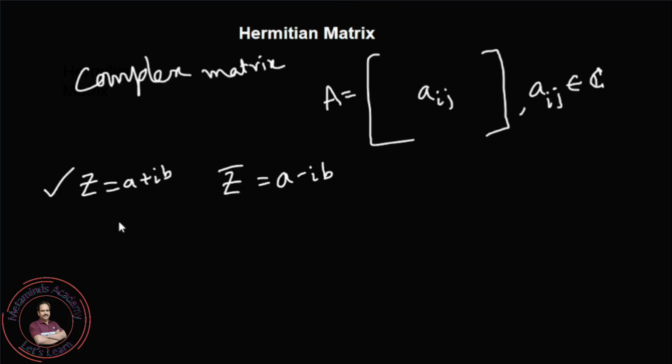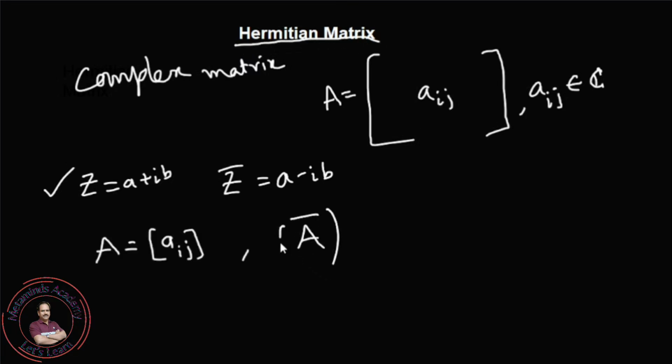Okay. Then what is a Hermitian matrix? So when do you call a matrix to be Hermitian? If A bar whole transpose is equal to A, then we say that A is a Hermitian matrix.